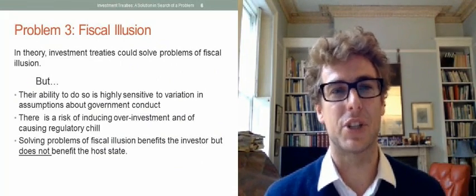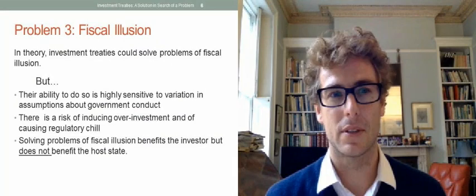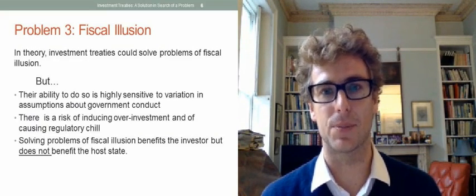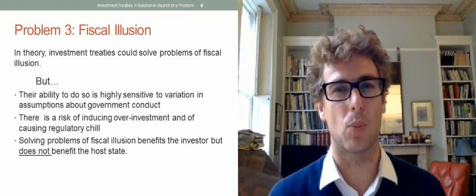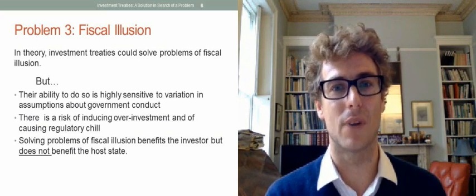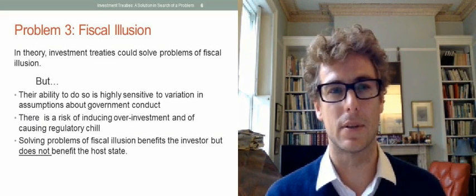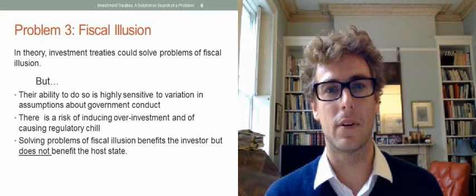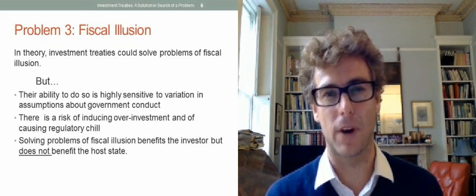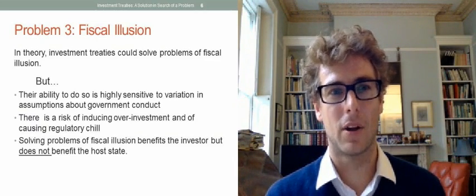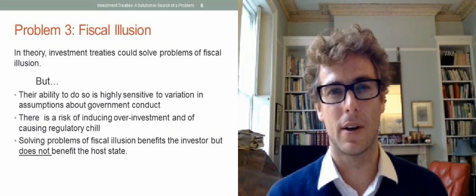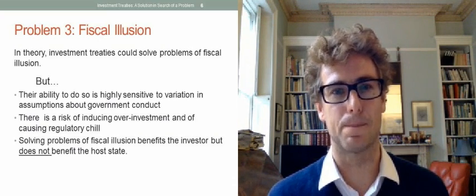So in theory, investment treaties could solve these sort of problems. In practice, things are a little bit more difficult, and this is something that's dealt with in much more detail in the book. But I want to briefly try and explain why I don't think it would be possible for investment treaties to address these problems, even if they exist in practice. The first reason is that the model of fiscal illusion and the ability of investment treaties to solve that problem is highly sensitive to variations in assumptions about the way that government makes decisions. And what we saw in the previous slide is not necessarily an accurate model of government decision making.